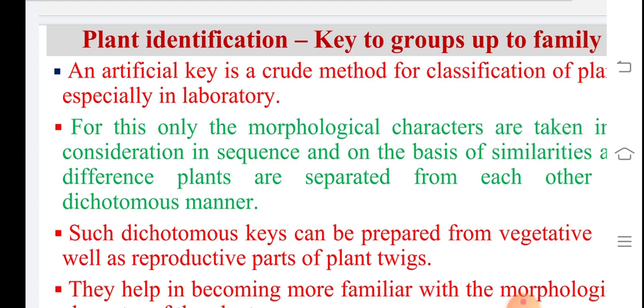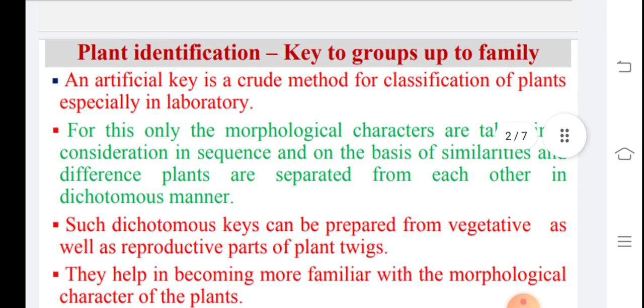An artificial key is a crude method for the classification of plants, especially in the laboratory. Suppose we are given 5 plants, how are we going to separate them from each other? For this, only the morphological characters are taken into consideration in sequence, and on the basis of similarities and differences the plants are separated from each other in a dichotomous manner.